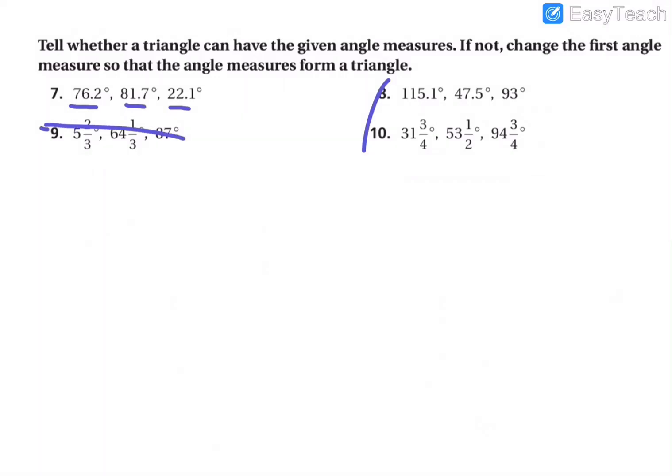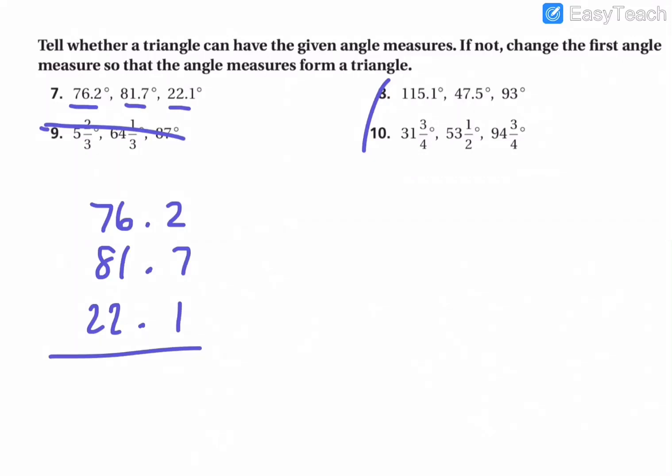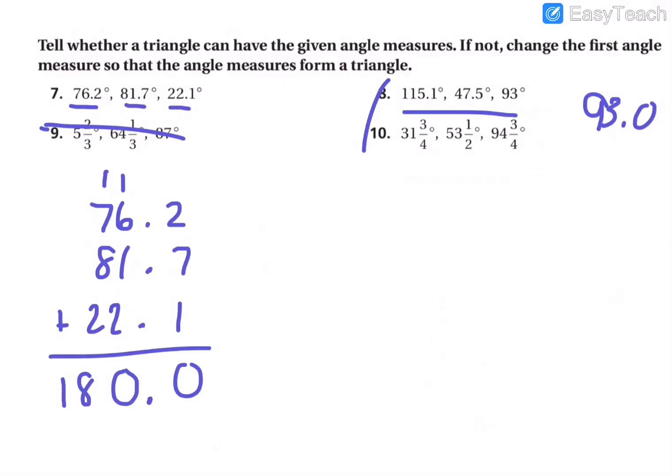To test this, all we have to do is add them up. Don't forget, when you're doing this, you want to line up the place value. So if we were doing this one, the 93 would be 93 and 0 tenths. The other two have the other tenth places. Okay, so 7, 8, 9, 10, carry the 1, 6, 7, 8, 9, 10, carry the 1, and that is 15, 16, 17, 18. So yes, that one is a triangle.